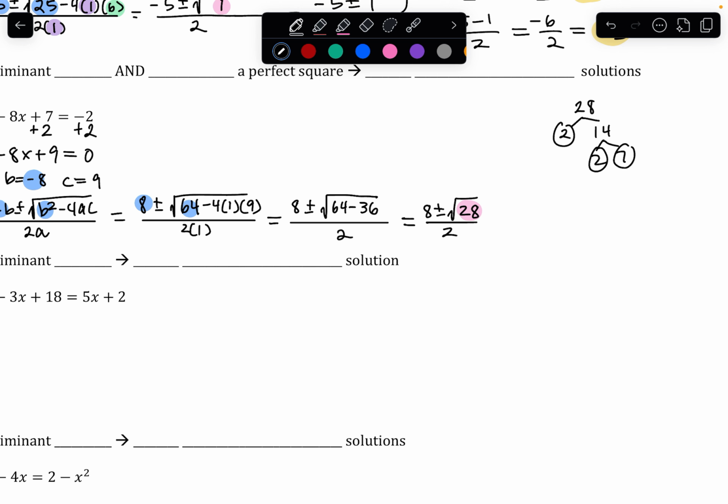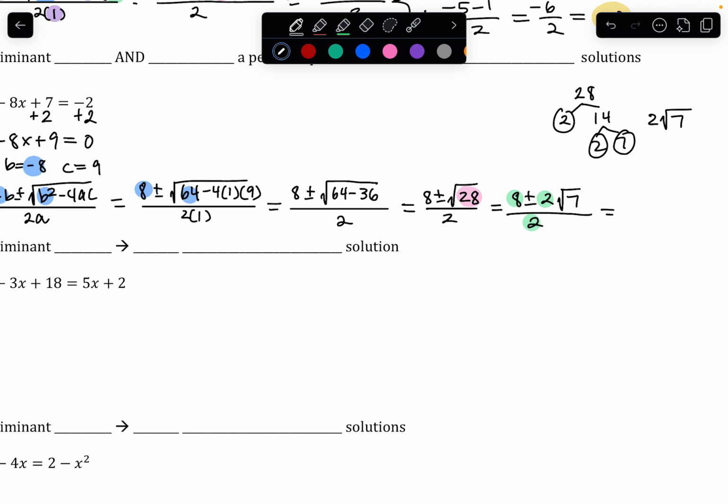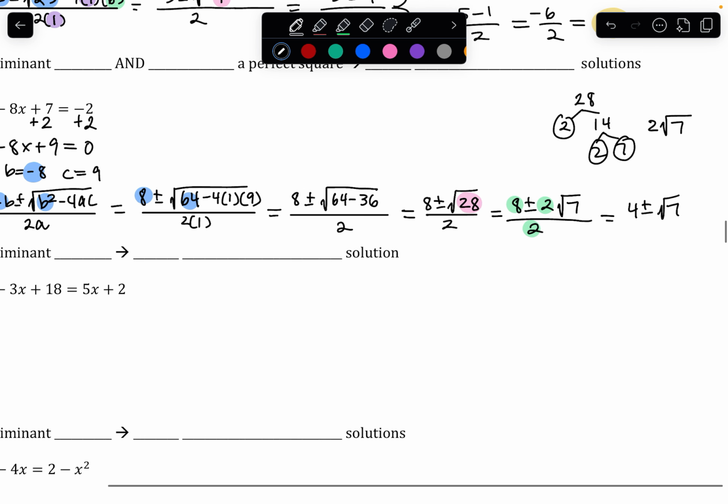The 2's pair up, and so that means a 2 can go outside the radical, a 7 stays inside. And so this simplifies to 8 plus or minus 2, and then 2 square roots of 7. And so like we talked about in our last lesson, if you have a GCF between all 3 of these places, you do need to simplify it. And so all of these numbers can be divided by 2. And so that would give me 4 plus or minus 1 square root of 7, and we don't write the 1. Okay, and so our final answer is 4 plus or minus square root of 7.